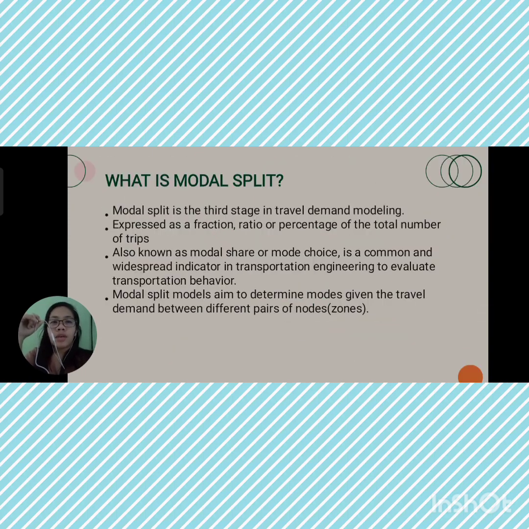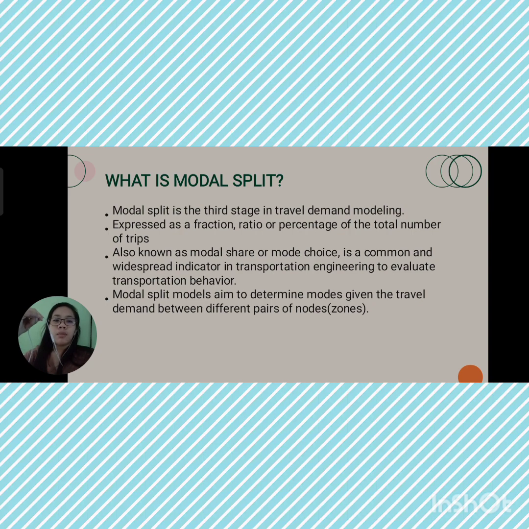First of all, I am going to discuss what model split is. Model split is the third stage in travel demand modeling. It can be expressed as a fraction, ratio, or percentage of the total number of trips. It is also known as modal share or mode choice, a common and widespread indicator in transportation engineering to evaluate transportation behavior.